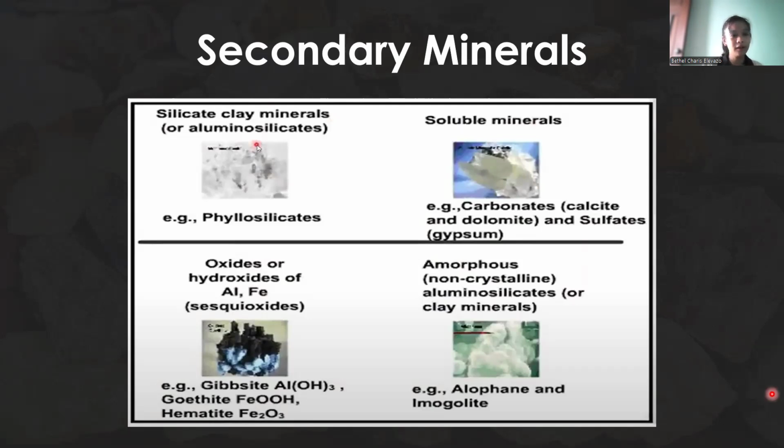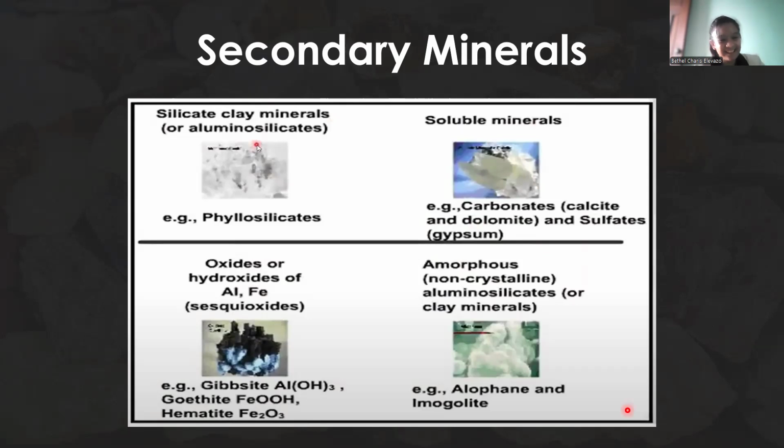Next is the soluble minerals. So, ibig sabihin, ito ay mga minerals na mabilis ma-dissolve sa tubig and can be transported by water. Okay? Examples are carbonates and sulfates. Si carbonates, ang example niyan is si calcite and si dolomite. So, itong minerals na to ay nafo-form sa lugar katulad na lang ng oceans or lakes. Si sulfates naman, example niyan is si gypsum. This is a common mineral in dry regions.